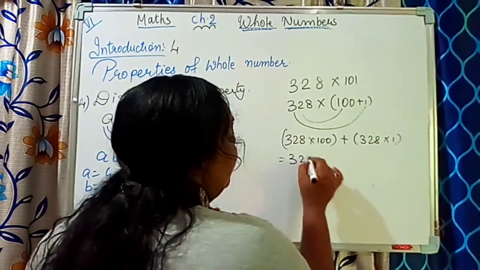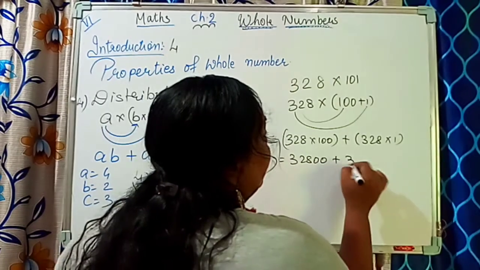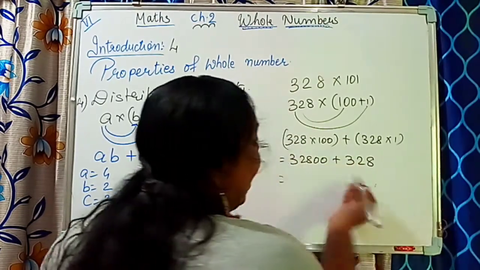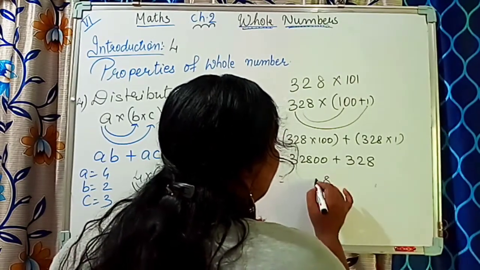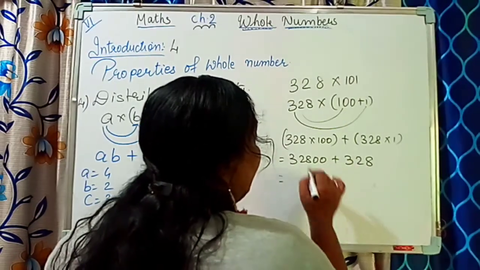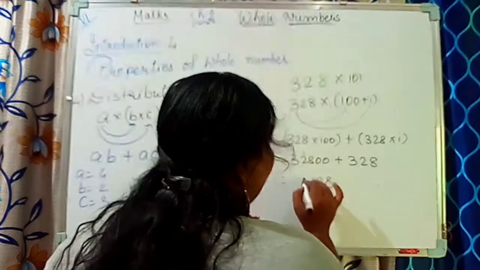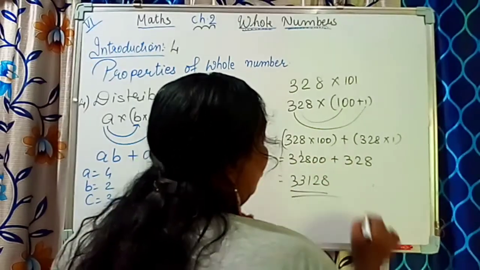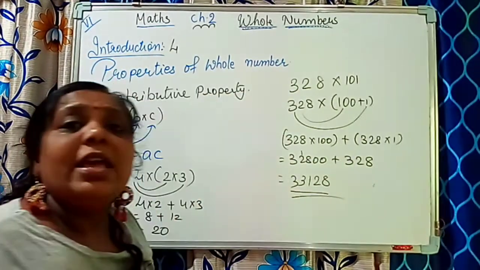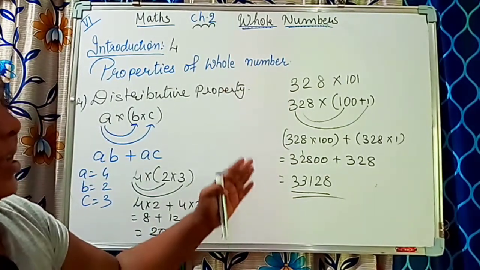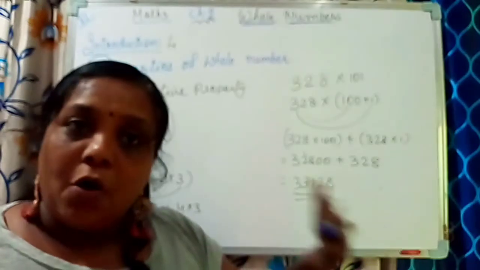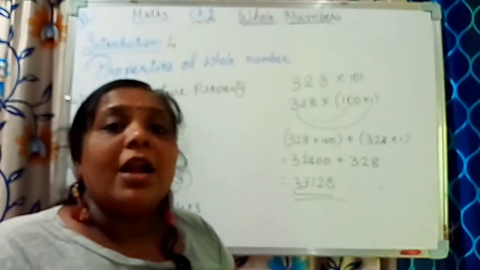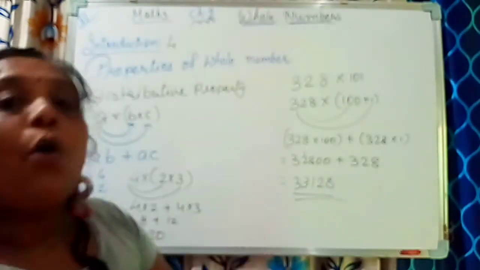So 32800 plus 328. So we will add now, 328 0 8. 0 plus 8, 8. 0 plus 2 2. 8 plus 3 11. 2 plus 1 3 3. I got an answer. So easy way we have done this distributive with the bigger number. Okay, got it? You understand what is a whole number.